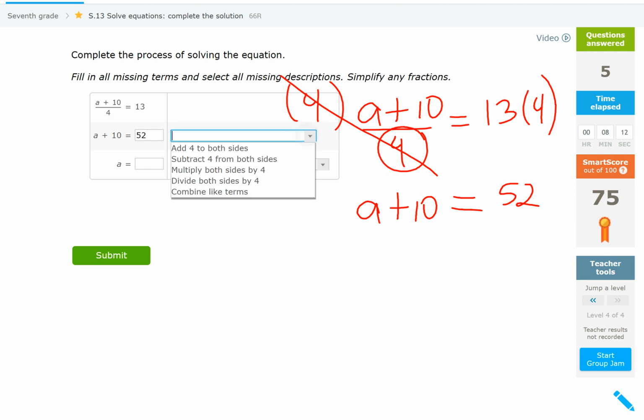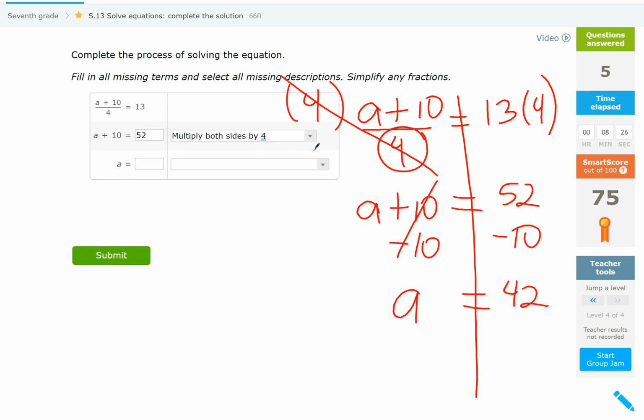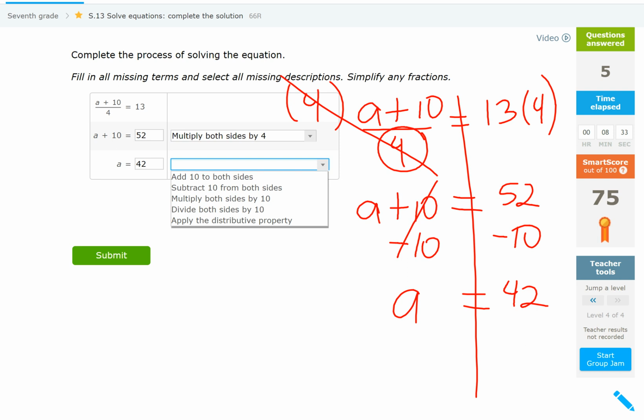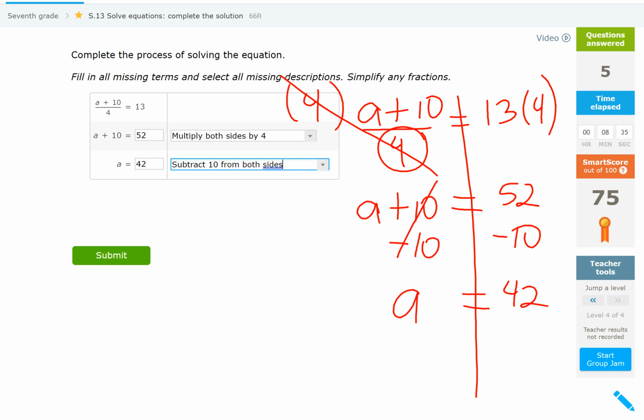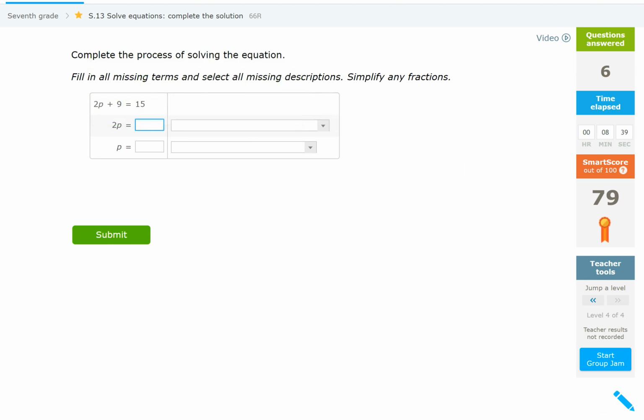How did I get to that point? I multiplied both sides by 4, and now I'm going to finish the problem by subtracting 10 from both sides, so that a is by itself. 52 minus 10 is 42. And so I just enter that a is 42. And how did I get that? By subtracting 10 from both sides. And so that's all you're doing, you're just solving the problem for yourself and writing out what you did.